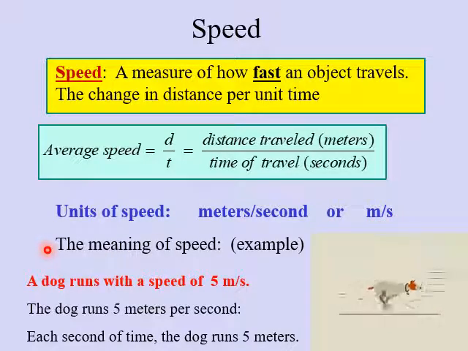So the meaning of speed is pretty simple and basic. For example, if we have a dog, here's our dog that's running with a speed of 5 meters per second. Well, what does that mean? That means the dog runs 5 meters every second. Every second of time, the dog travels 5 meters.